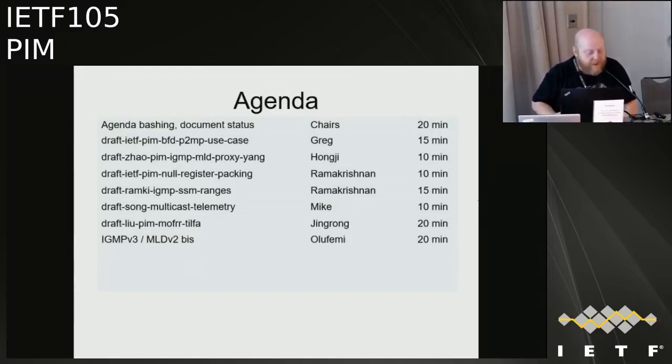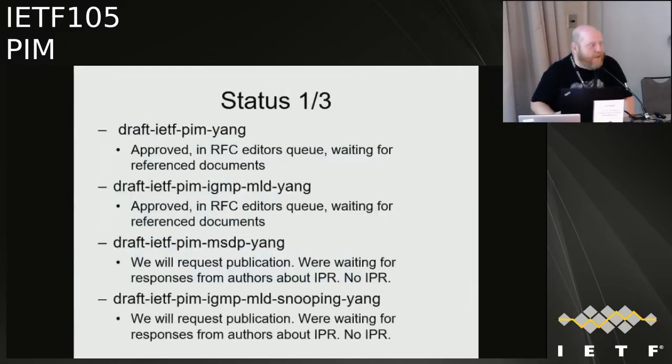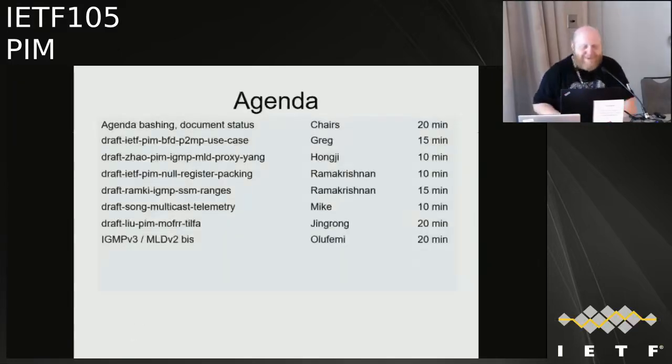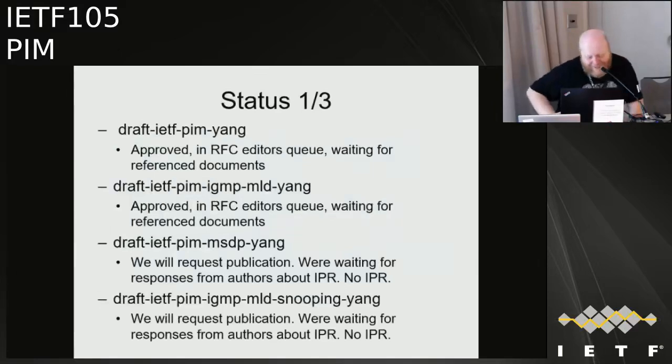So first on the agenda is Greg on point to multi-point BFD. Oh wait, sorry. I need to go through the working group status first. Then we will start on the presentations. All right, let's do this.